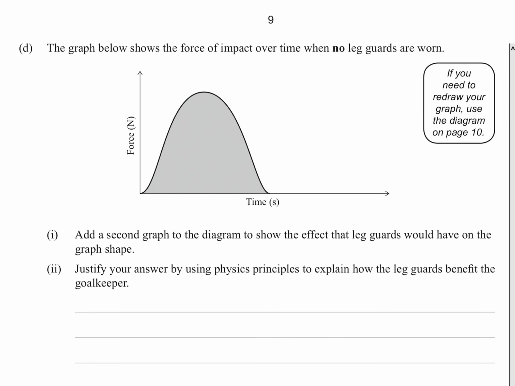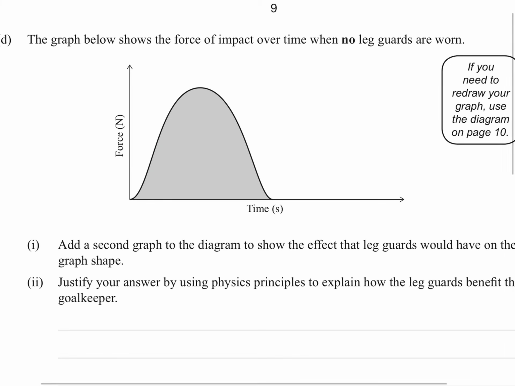So D. The graph below shows the force of impact over time when no leg guards are worn. Add a second graph to the diagram to show the effect leg guards would have on the graph shape. A pretty tough question, I'm not gonna lie, but you have to interpret this in terms of physics. When there are no leg guards worn, there is a lower contact time and more force experienced per second. Assuming the mass of the ball is the same, with or without the leg guards it's going to have the same momentum because P equals mv, and the velocity and the mass are the same. So our change in P will be exactly the same.